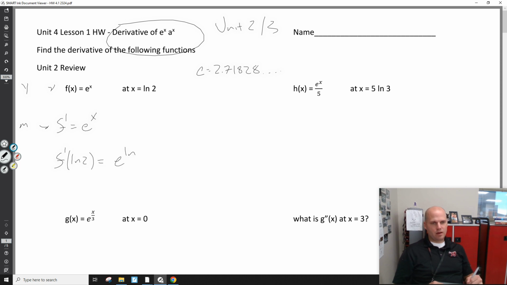What's important is that e and logs undo each other. So e to the log 2 is just 2. e and log just undo each other, so I just get 2. However, if I plugged log 2 into f, I get the y-coordinate 2 as well. So my equation of my tangent line, if I was asking you for it, would be that. This is where the m and the y will be the same. It'll just be the same always.